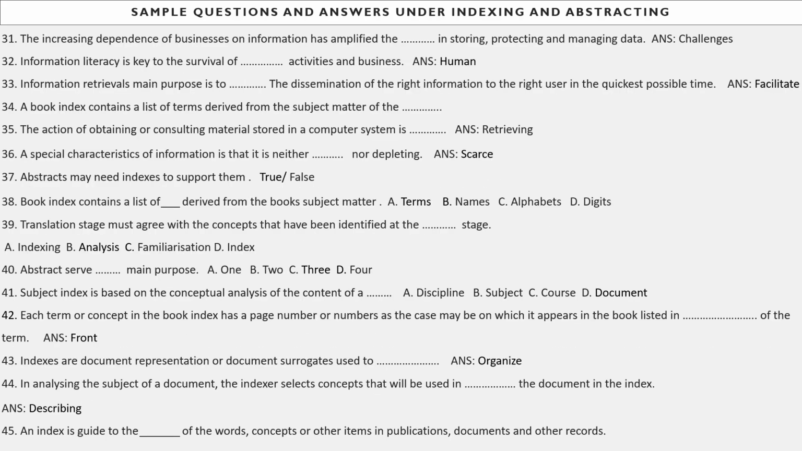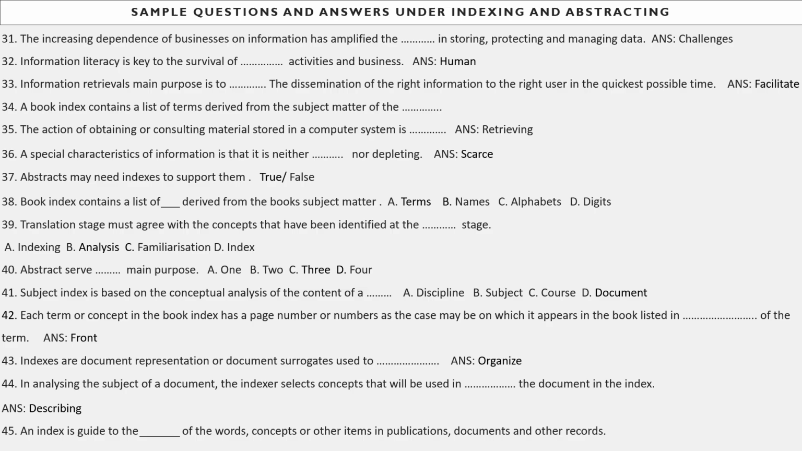So question number 31. The correct answer is challenges. As businesses depend more on information, the challenges of storing, protecting, and managing data greatly increase. So the answer there is challenges. Information literacy is key to the survival of human activities and businesses.